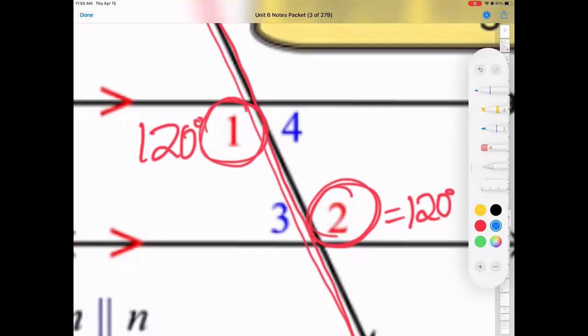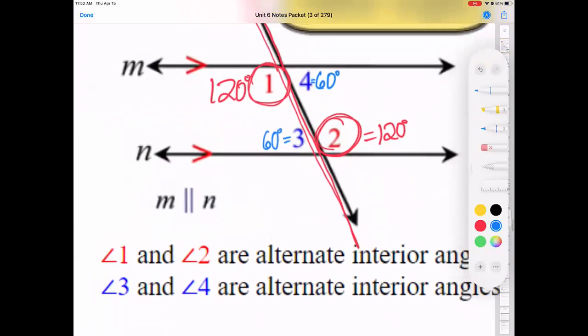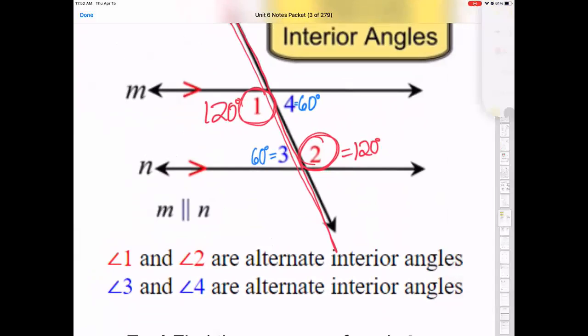Well, then what would you be able to say about angles 3 and 4? Absolutely, to that individual, he said angle 3 is smaller than 90. It's an acute angle, so maybe we'll say it's 60 degrees. Well, this is an alternate interior with angle 4. So as a result, angle 4 would also be 60 degrees. They're the exact same angle measure. So as we can tell, angles 1 and 2 are alternate interior angles, and angles 3 and 4 are also alternate interior angles.